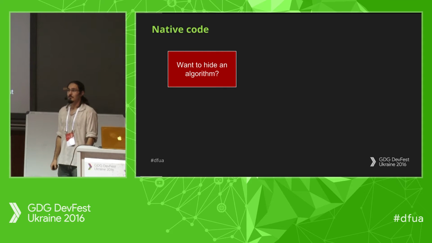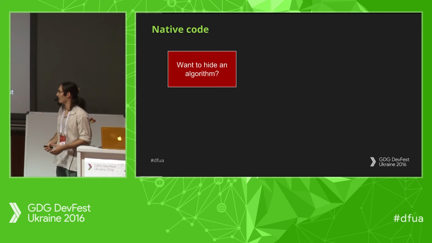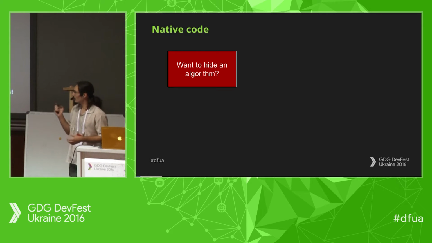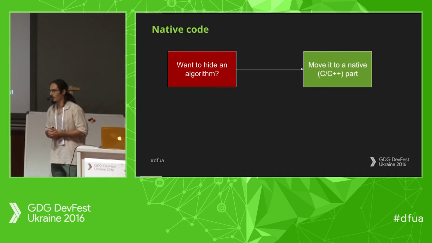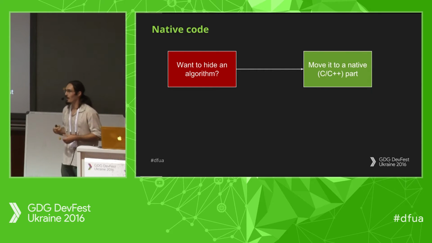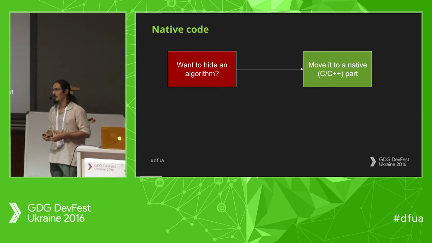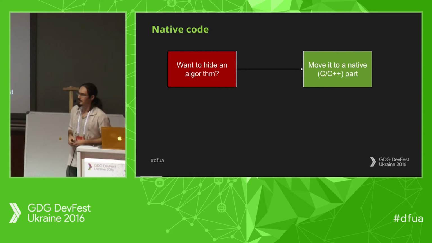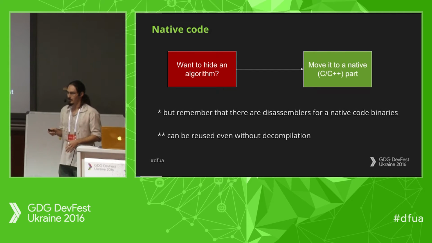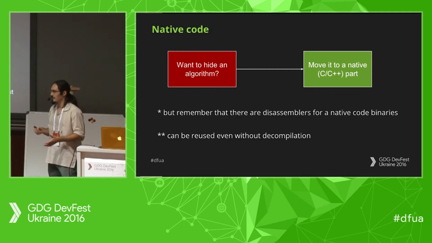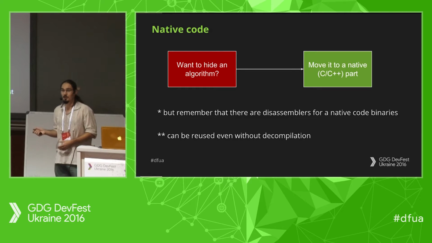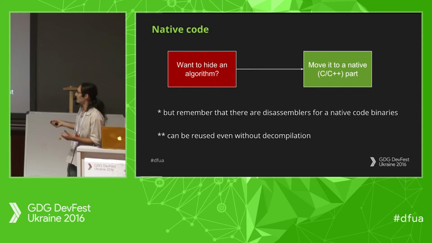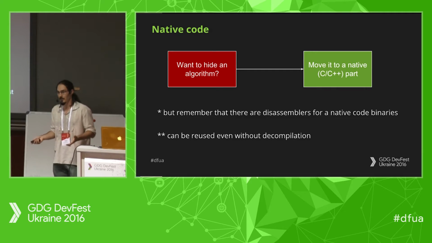And if you try not to give your algorithms away, you can hide algorithm in native part of your code. It's way more difficult to decompile native binaries than DEX files. But remember that this is still possible. There is such tool as IDA Pro, so everything is possible. And someone can reuse your sources even without decompilation. Sorry, not sources, but binaries.